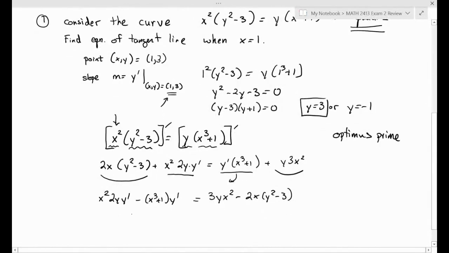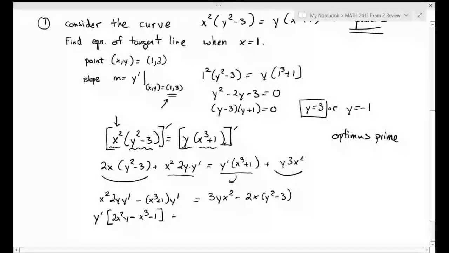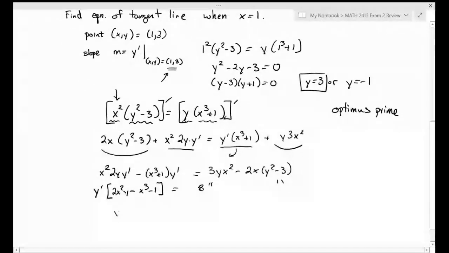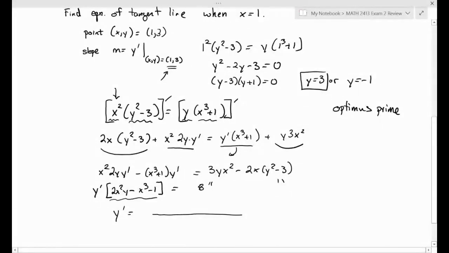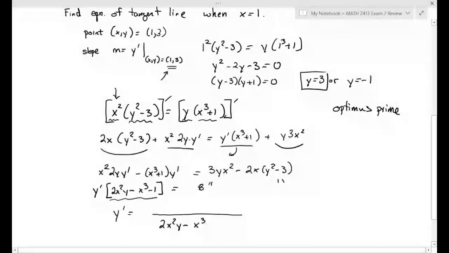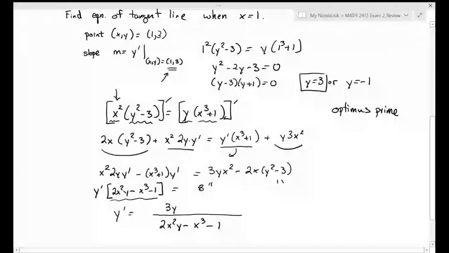And why did we do this? Why did we bring all the terms that have a y prime to one side? Well, because now it's a common factor in all terms, so y prime can be factored out. If we wanted to solve for y prime, then we would divide by the coefficient that's multiplying y prime, by coefficient I mean that expression that's multiplying y prime. Of course, we leave the other side alone.